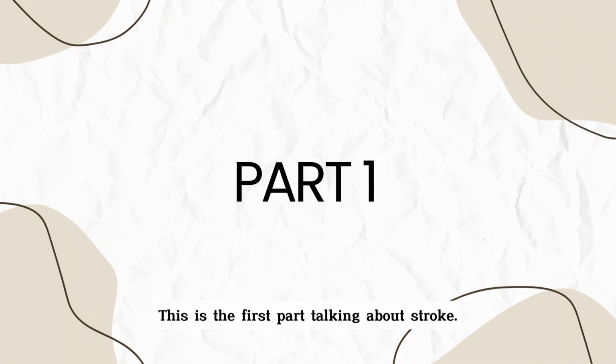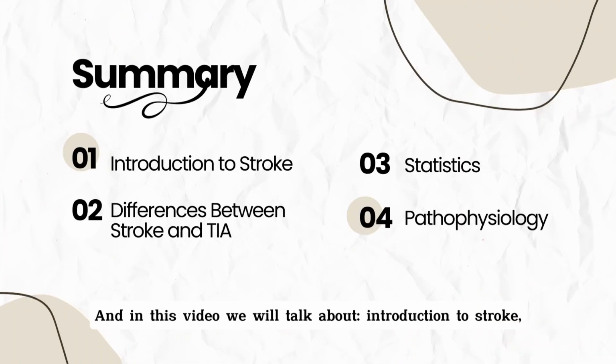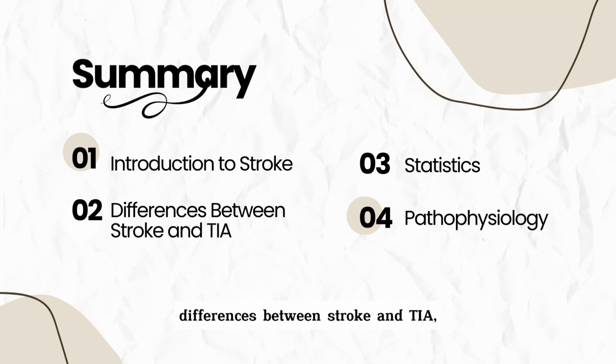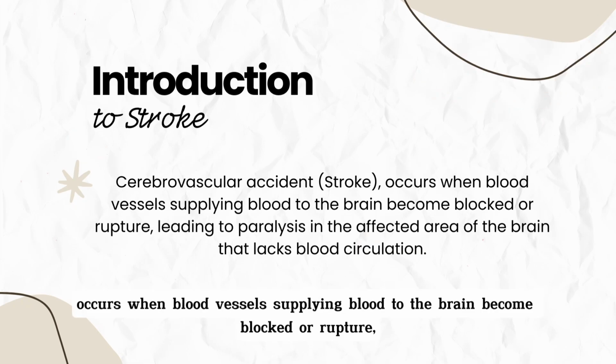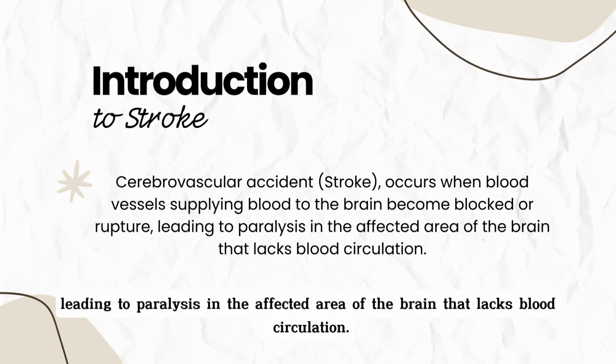This is the first part talking about stroke. And in this video, we will talk about Introduction to Stroke, differences between stroke and TIA, statistics and pathophysiology of stroke. Cerebrovascular accident, stroke, occurs when blood vessels supplying blood to the brain become blocked or rupture, leading to paralysis in the affected area of the brain that lacks blood circulation.